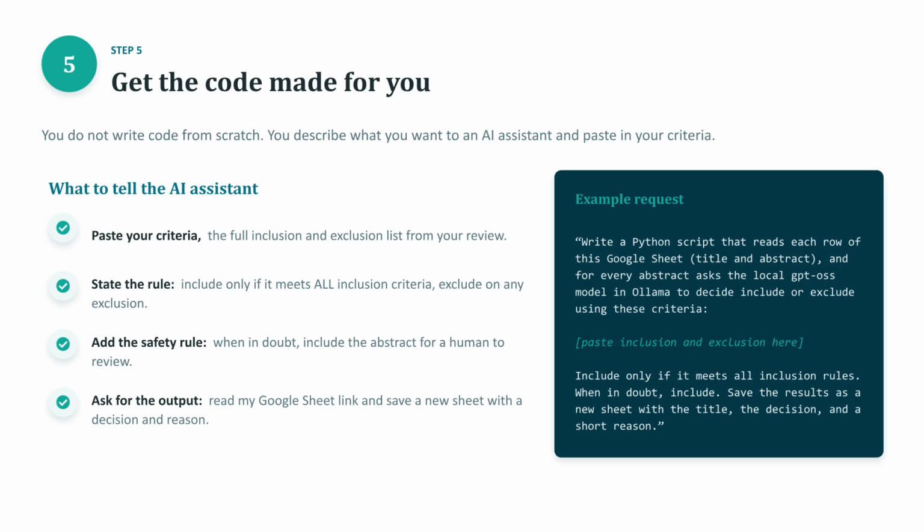You tell it the rule. Include an abstract only if it meets all the inclusion criteria, and exclude it if it hits any exclusion. You add the safety rule. When in doubt, include, so a human can review it. And you tell it what you want back. Read my Google Sheet link and save a new sheet with a decision and a short reason. The box on the right is an example you can copy almost word for word. That is genuinely all it takes.